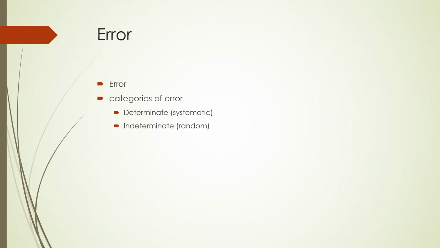Error is the difference between the measured and the true value of a variable being measured. There are two categories of error: determinate or systematic errors, and indeterminate or random errors. We shall look at each on the next slide.